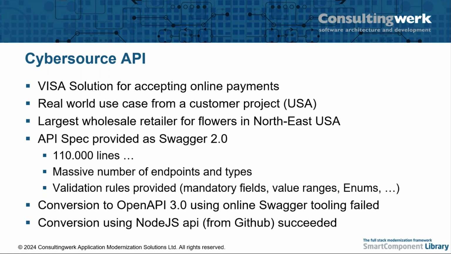The Swagger document just specifies a massive number of endpoints and types. The validation rules provide mandatory fields, value ranges, enums, etc. My first task there was to convert the Swagger 2.0 document that they provide online into OpenAPI 3.0, because our tooling expects OpenAPI 3.0. That can in theory be done using the Swagger editors on the Swagger website, but those failed, I assume, due to the size of the file. So I looked for other tooling to convert Swagger 2.0 into OpenAPI 3.0, and there are thousands of tools that do that. I just picked one, and that was able to convert the file.